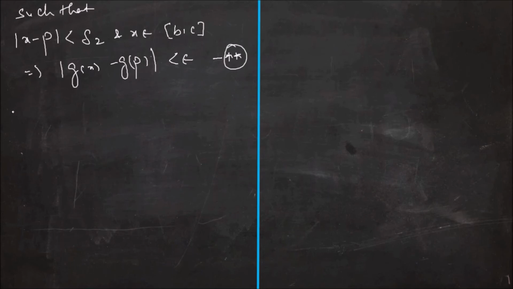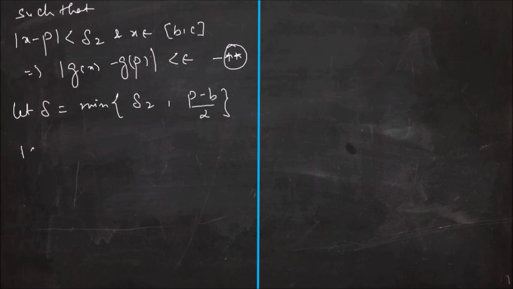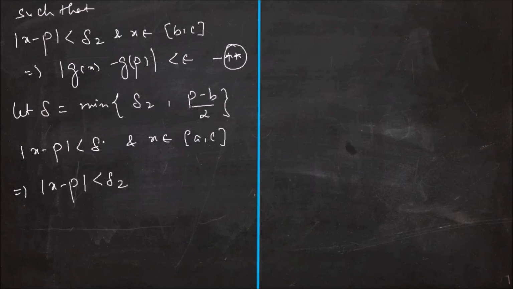So what we will do, we will let delta equal to minimum of delta 2 and (p minus b) by 2. Then for this delta, obviously if I take |x minus p| less than delta and x belonging to AC, then this implies |x minus p| is less than delta 2 because this delta is less than delta 2, and x belongs to BC because x belongs to AC and |x minus p| less than delta and delta is less than (p minus b) by 2.